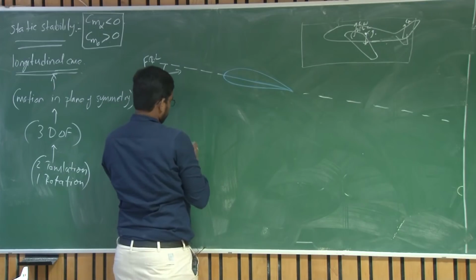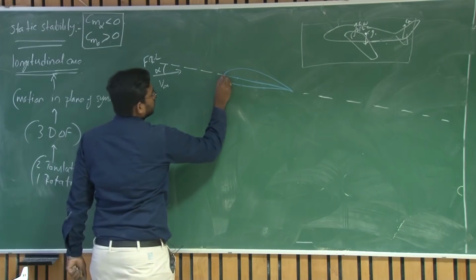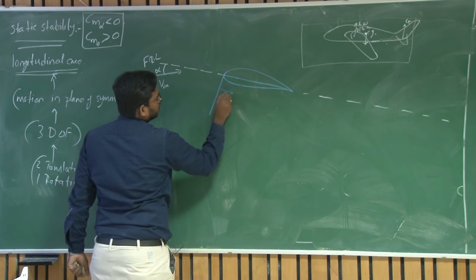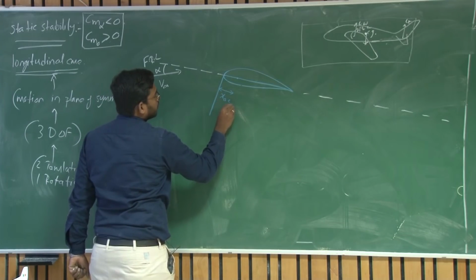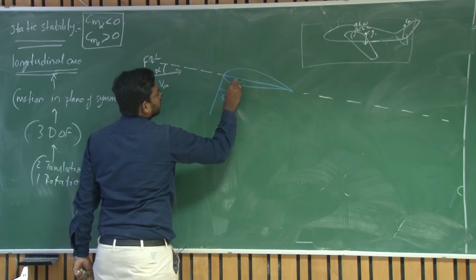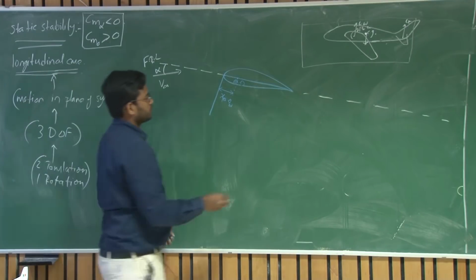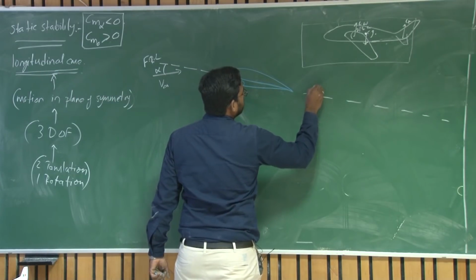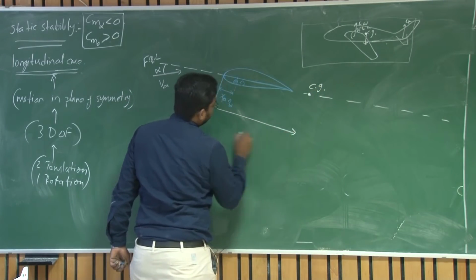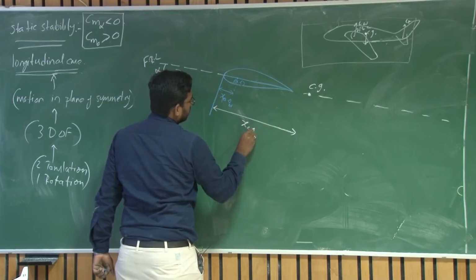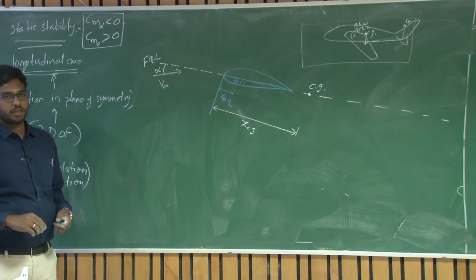Say this is the aerodynamic center of the wing, measured parallel to the fuselage reference line, XAC of wing. This is your aerodynamic center. Say this is the location of your CG. So this is XCG with respect to the leading edge.